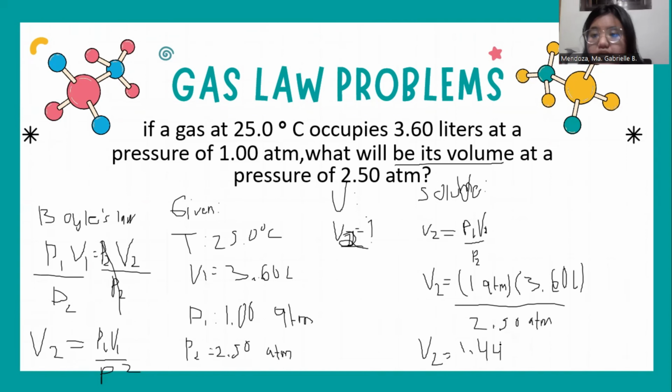So, ano yung magiging unit? Cancel mo yung ATM. Since liters yan, since volume yan, that should be in liters. So, the final answer would be V2 is equivalent to 1.44 liters. So, laging tatandaan na dapat may unit yan kasi kapag walang unit, mali.